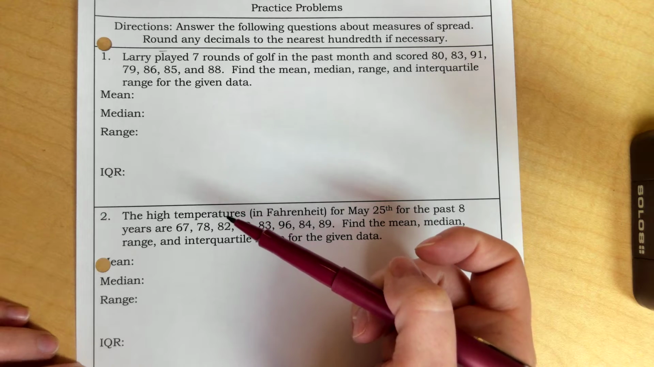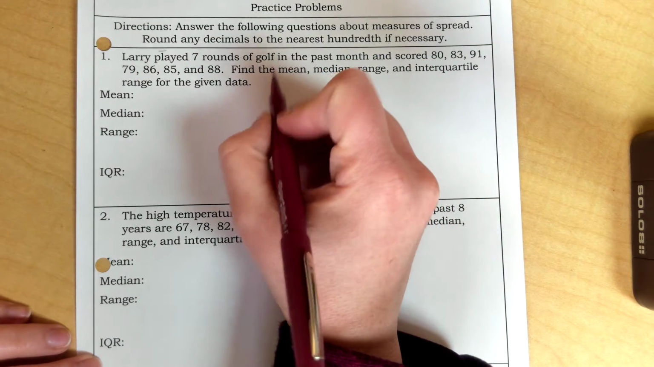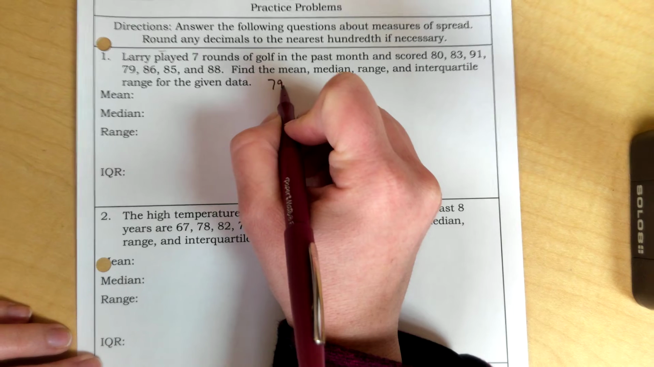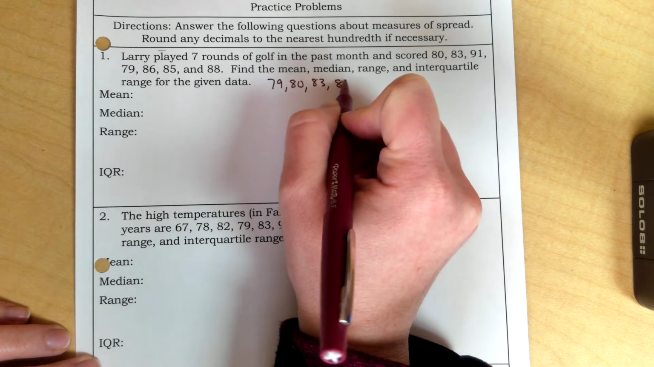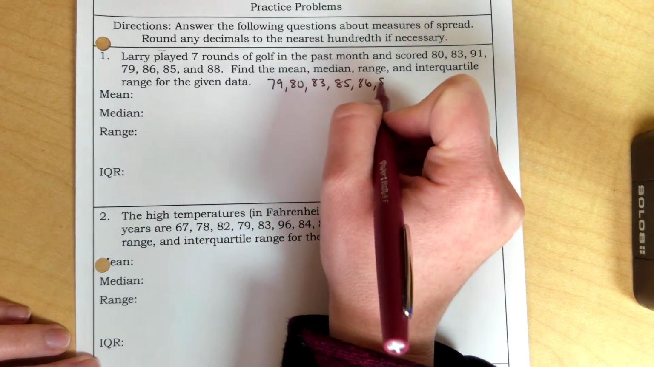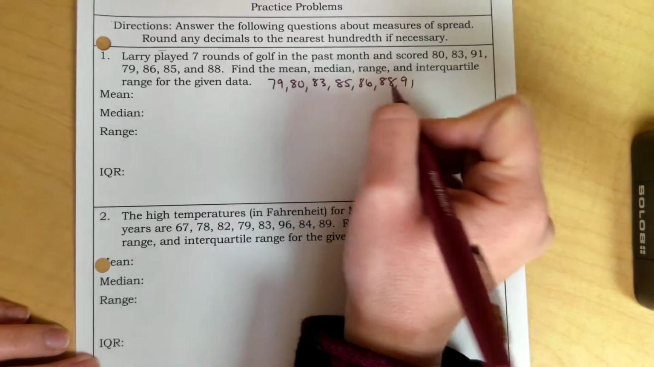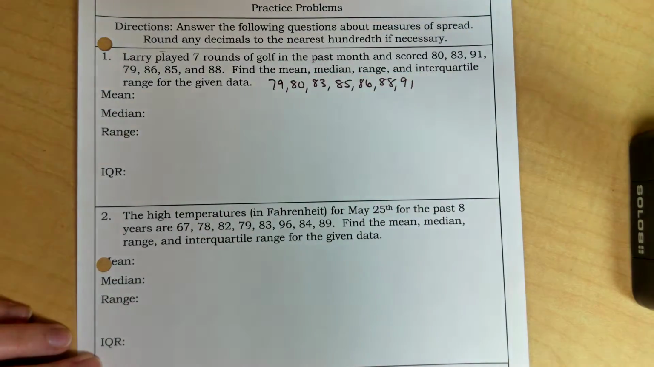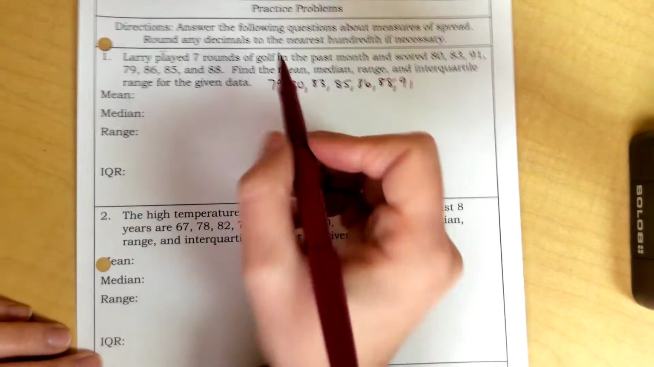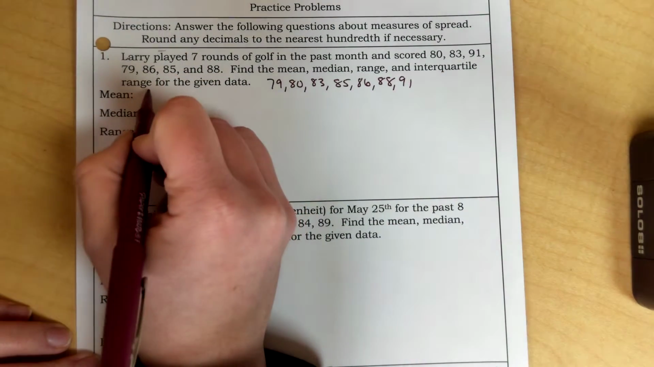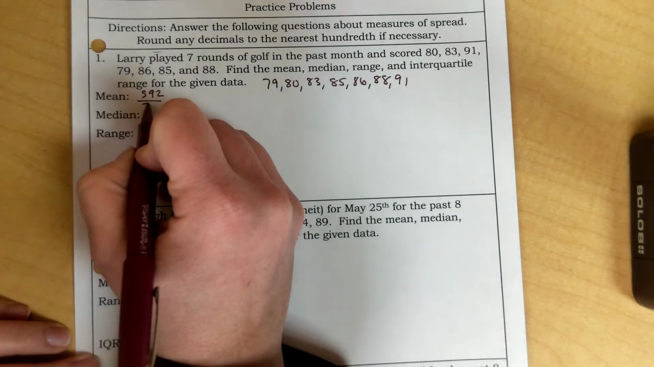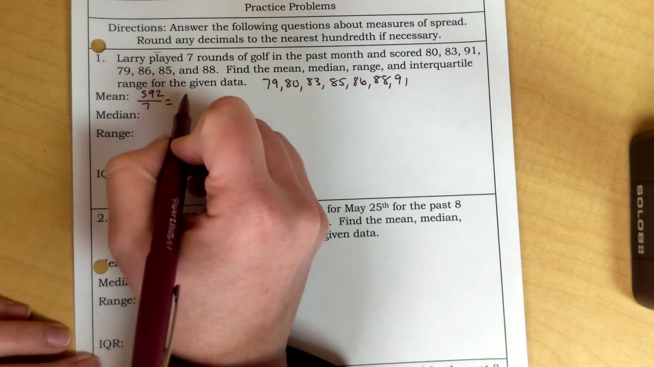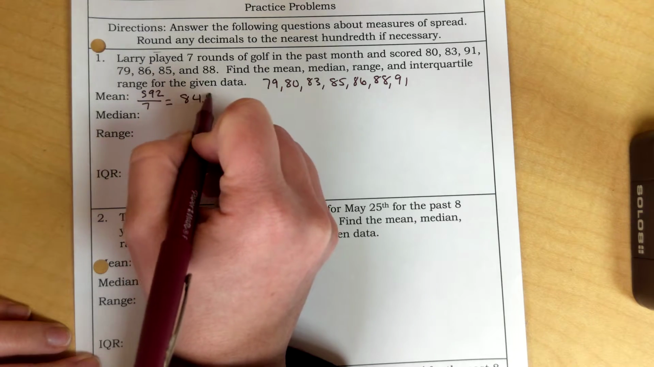So first thing we need to do is put these values in order from least to greatest. So 79, 80, 83, 85, 86, 88, and 91. Okay, then I'm going to average these numbers. So I'm going to add all of these together. I get 592, and I'm dividing it by 7 numbers. So my average here is 84.57.